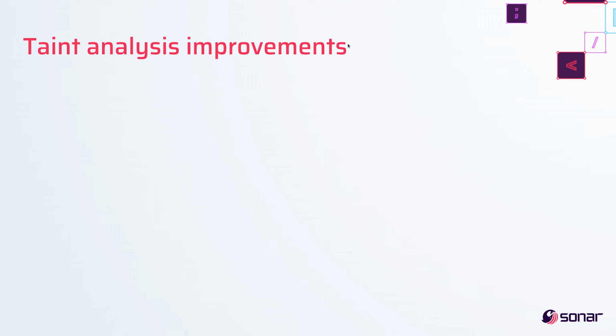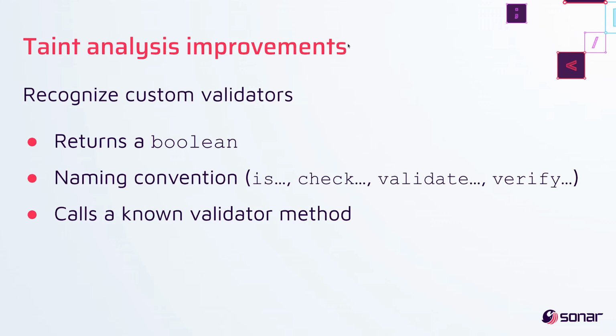Moving on from that, we've also improved taint analysis in this version by recognizing custom validators. Previously, when you used a validator provided by a library, we understood that and then didn't raise an issue on subsequent use of the user-provided data. But if you wrote your own validator, we didn't know what that was, and so we were raising some false positive issues on your code.